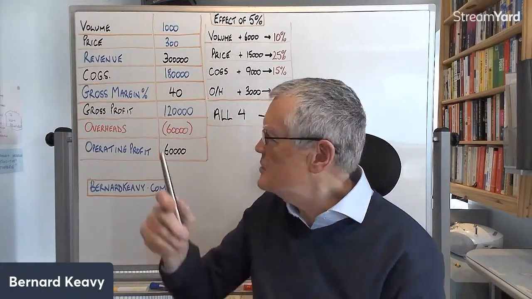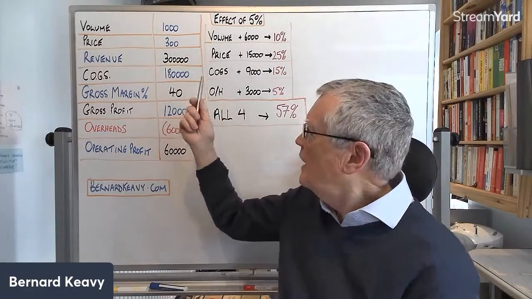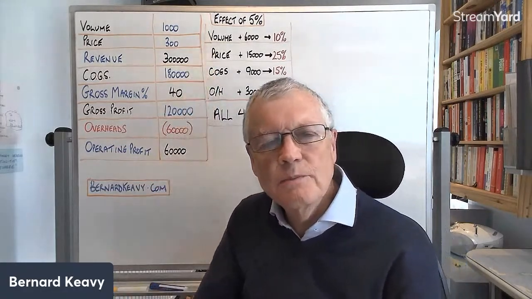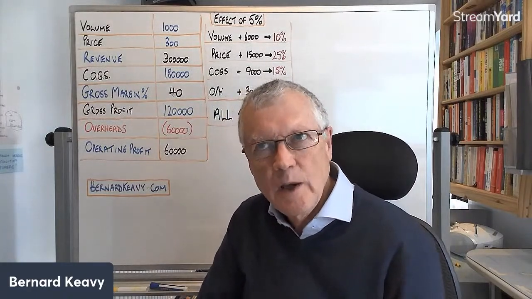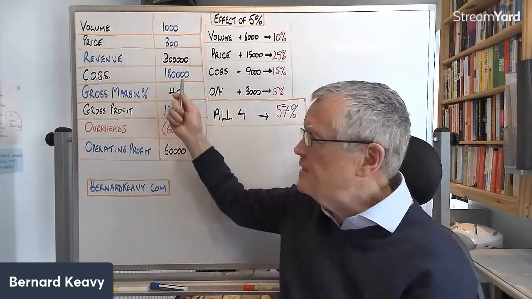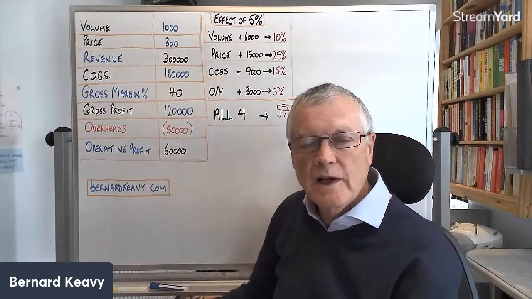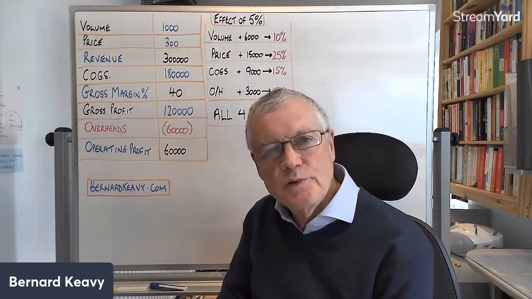So you can see that the most difficult one to implement is reducing your overheads, and that has the least effect. Volume and price are the 2 easiest to implement, if you like, for most businesses. And I suppose the cost of goods sold has a significant effect, but again, maybe that's not easy. But these 2 between them can have quite a lot of effect. Now, then the question is, what if you could make a 5% improvement in all 4?